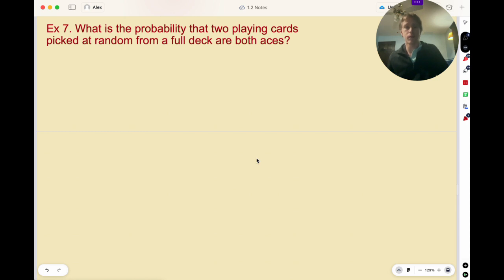Okay, so let's start with an example. Here's our first example for today. It says, what is the probability that two playing cards picked at random from a full deck are both aces? Okay, so recall that a full deck of cards is 52. We want the probability that we draw two playing cards and they're both aces, which is not very likely, by the way. But let's go ahead and do this. So let's let the event A be drawing two aces.